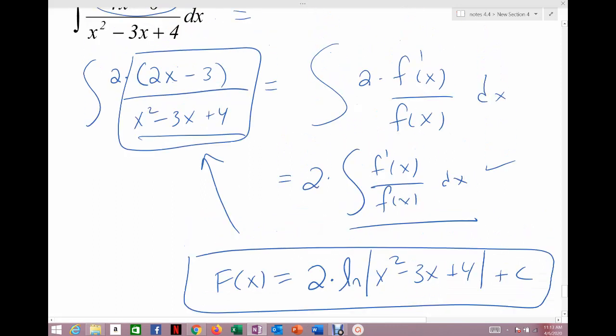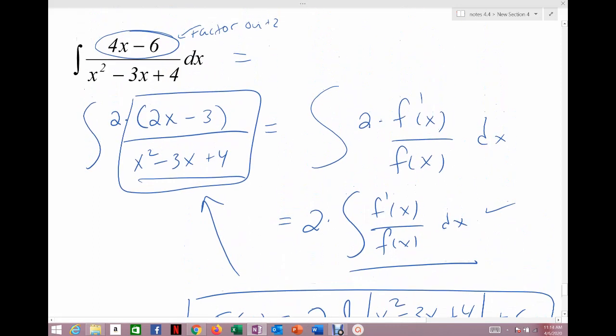Again, that's the only type where you'd have to do something like that. You might have to factor out a number. And remember, the number doesn't disappear. For some reason, students like to factor it out and then forget about it. You can't forget about it. It's still a part of the answer. So don't forget about it.